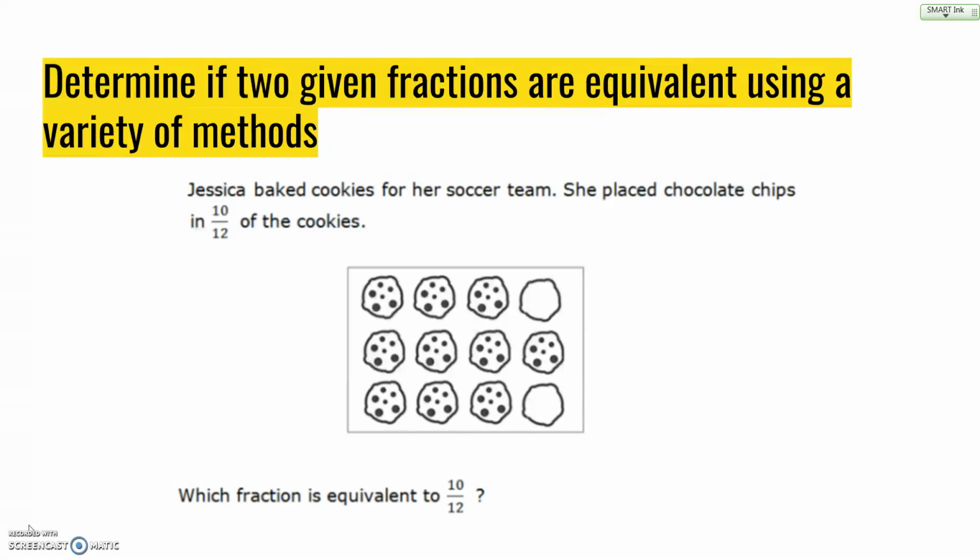They also will have instances where instead of dividing the numerator and denominator, they might multiply the numerator and the denominator and find an equivalent fraction. They could also use this picture to help them determine an equivalent fraction by circling cookies and making, instead of having it divided into 12 different items, they could group 2 cookies together and have 6 sets in here.